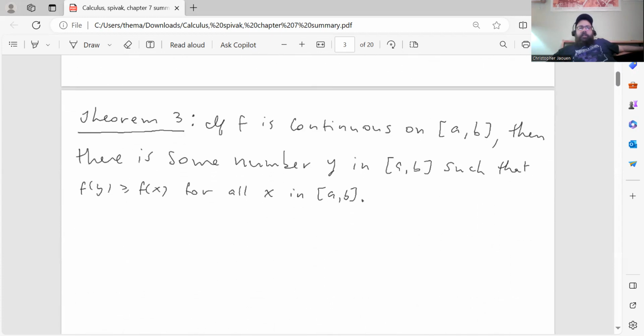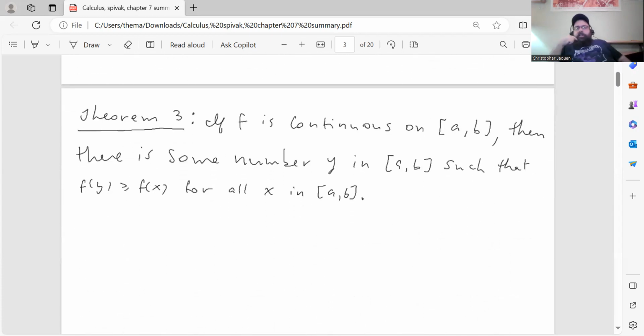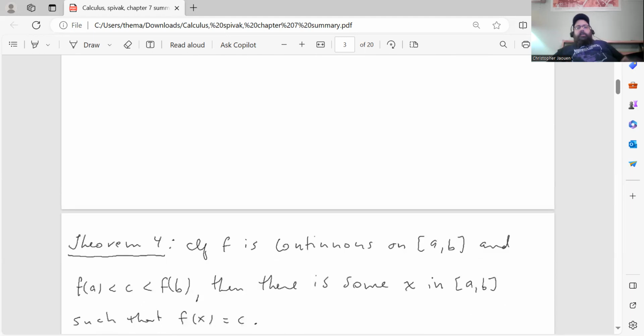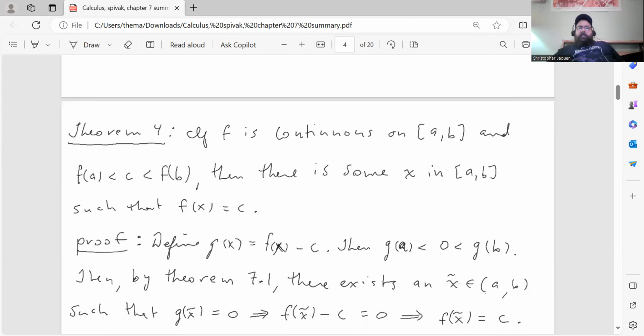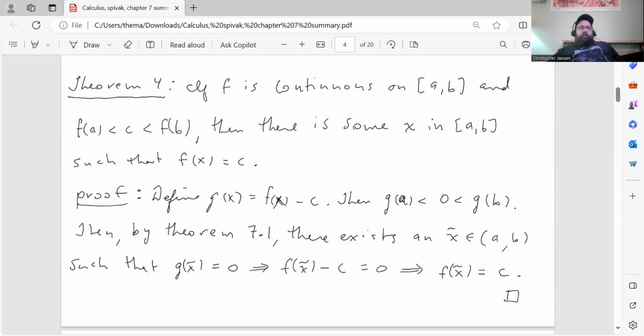Right, and then here's theorem 3, the last of the big three theorems in this chapter. If f is continuous on the closed interval from a to b, then there's some number y in the closed interval from a to b such that f of y is greater than or equal to f of x for all x in the closed interval from a to b. What this is saying is that continuous functions defined on closed bounded intervals take on their maximum value over that interval. Okay, so with those three theorems, we're going to use them, like I said, to prove a bunch of related things. So we'll just go through them one at a time.